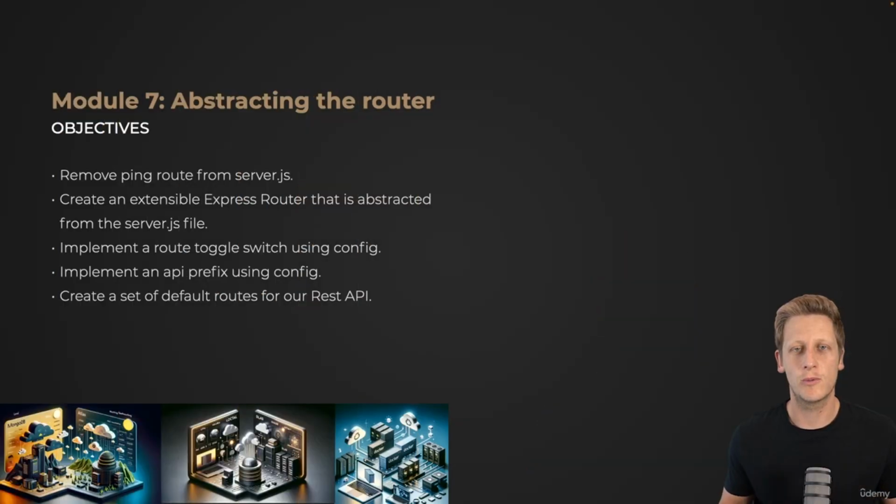In terms of what we want to achieve in this specific module, as I mentioned, we're going to be working back in our API, our Node Express server. The high-level goal for this module is to make sure that we have abstracted our Express router. The specific things we want to get done: we want to remove that ping route from the server.js file that we just used to test our Docker setup, and then begin creating a more extensible, more manageable Express router that is abstracted from that server.js file.